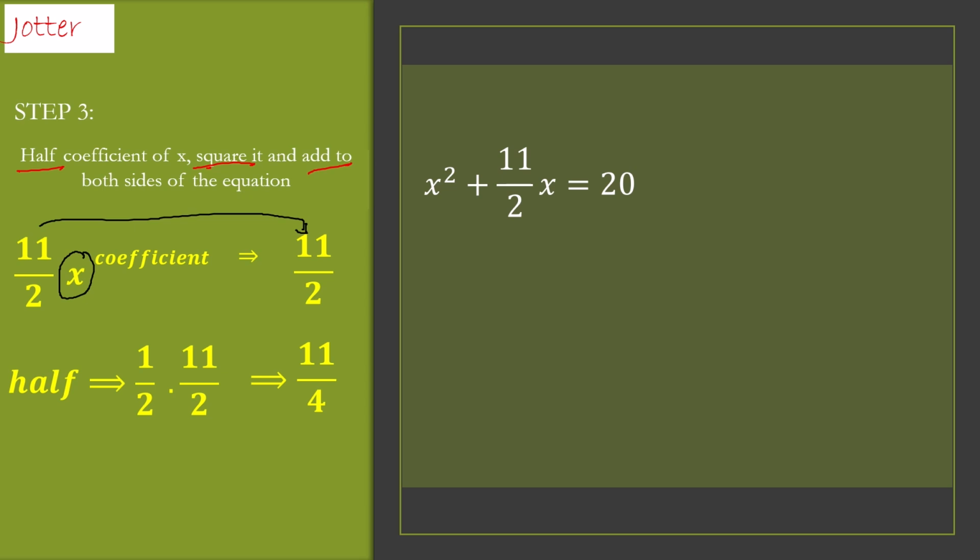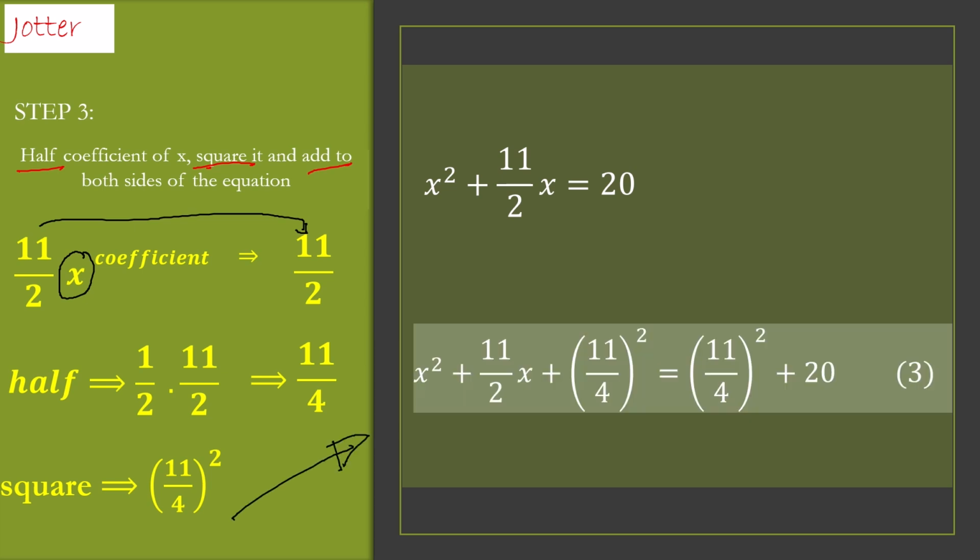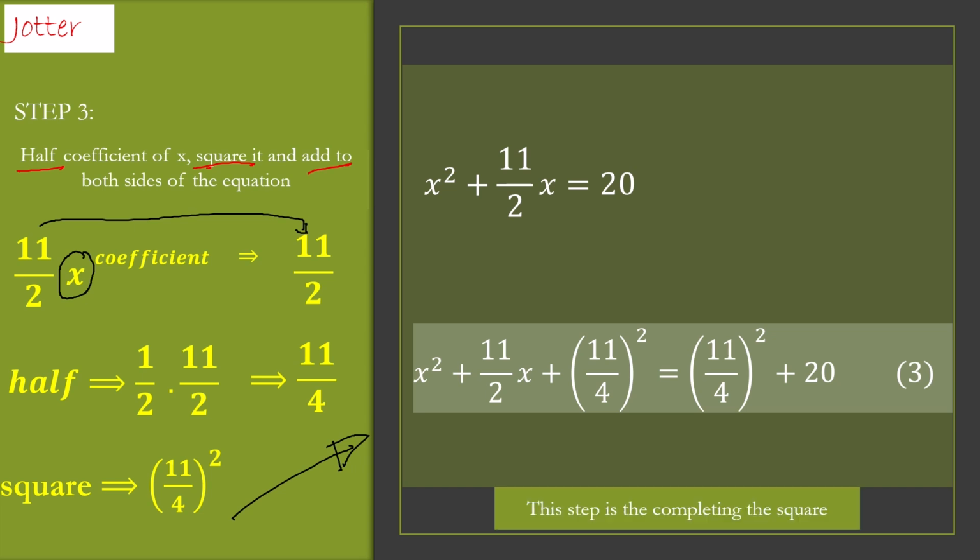The second operation says we should square 11 over 4. So the square of 11 over 4 will now give us 11 over 4 bracket square. And so we add this to this expression, and then we now have that, which gives us equation 3. This is completing the square.